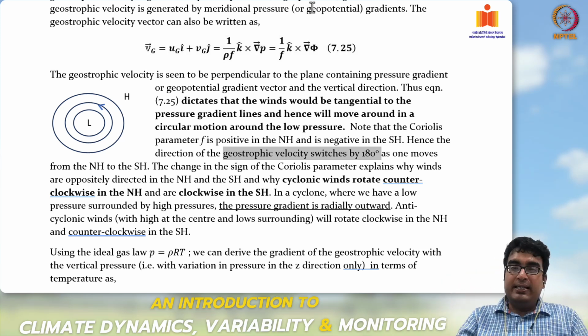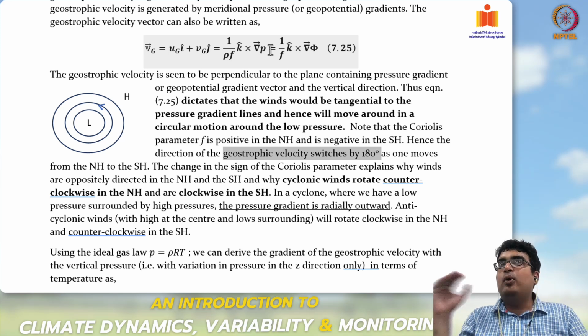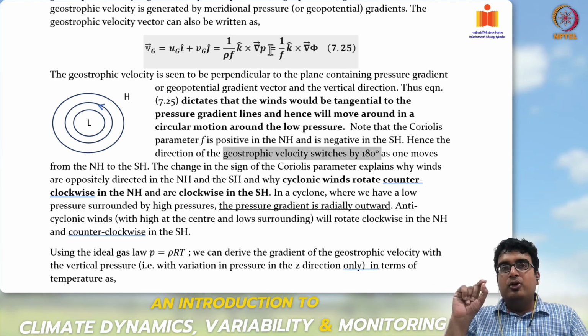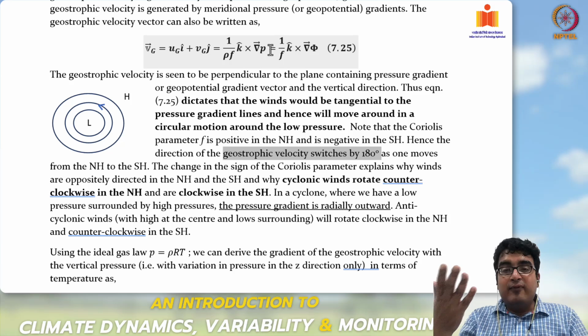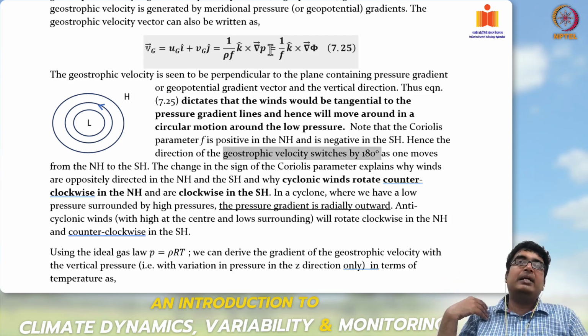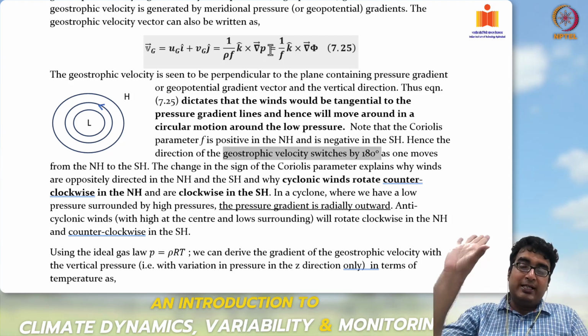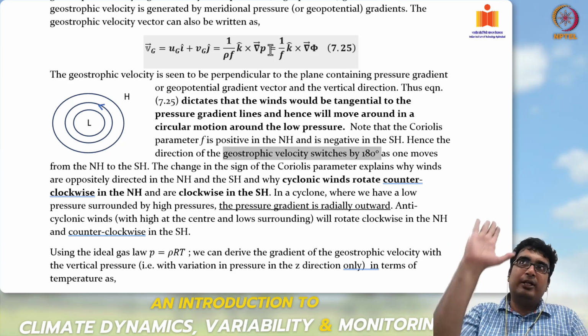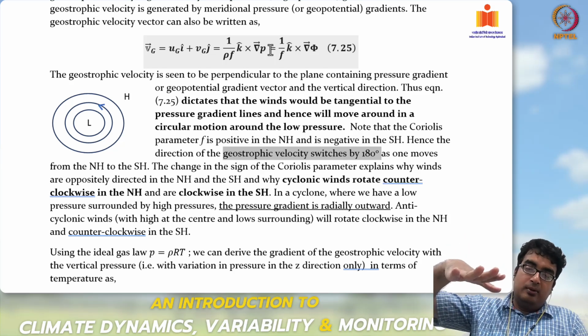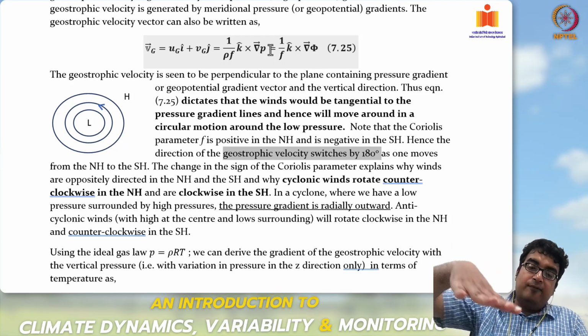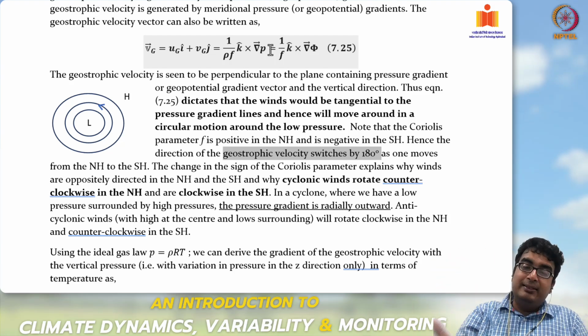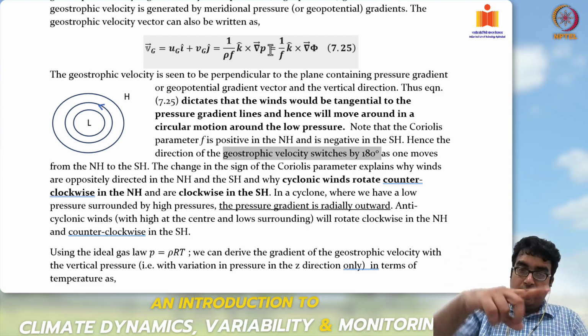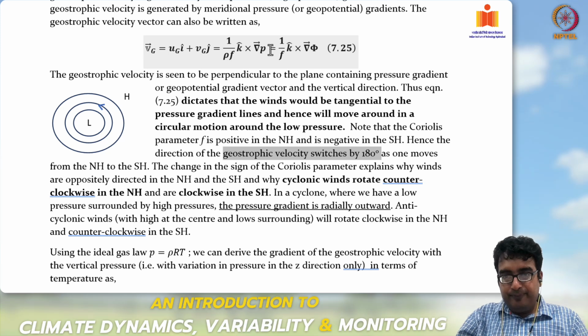So basically what is happening? The pressure gradient vector is perpendicular to the isopressure lines. So clearly, in most cases then, the geostrophic velocity will be along the isopressure lines. Of course, it will also be perpendicular to the k vector. So if the pressure gradients are perfectly horizontal, then it will be along the isopressure lines. Otherwise, it will be slightly different.